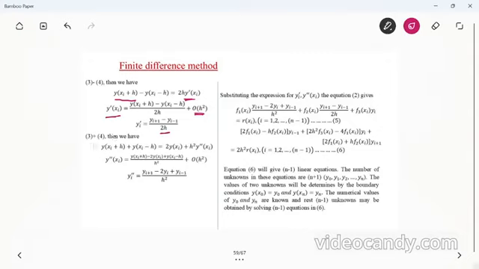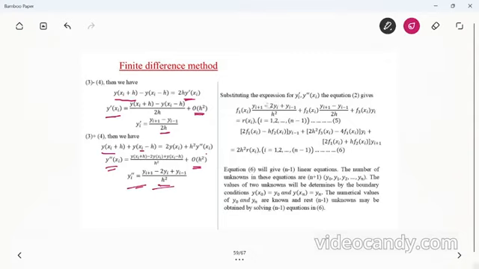Then when we add 3 plus 4, we have y(xi plus h) plus y(xi minus h) equals 2y(xi) plus h square y double dash(xi). So y double dash(xi) equals y(xi plus h) minus 2y(xi) plus y(xi minus h) by h square plus order of h square. That is, yi double dash equals yi plus 1 minus 2yi plus yi minus 1 divided by h square.